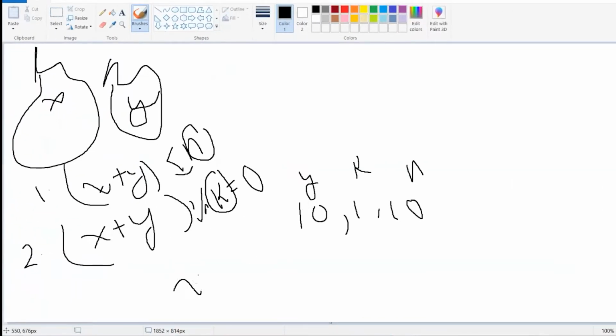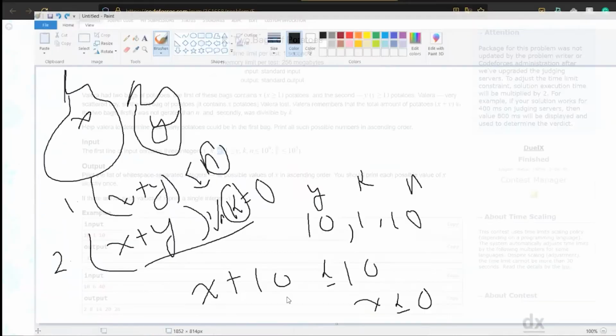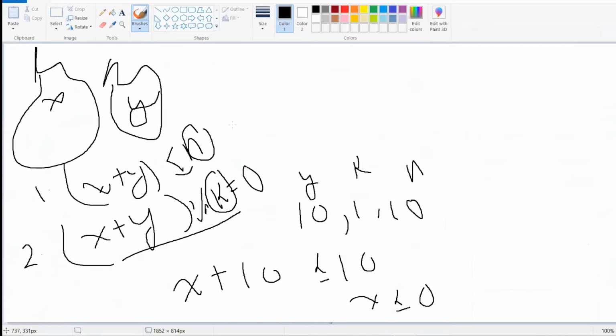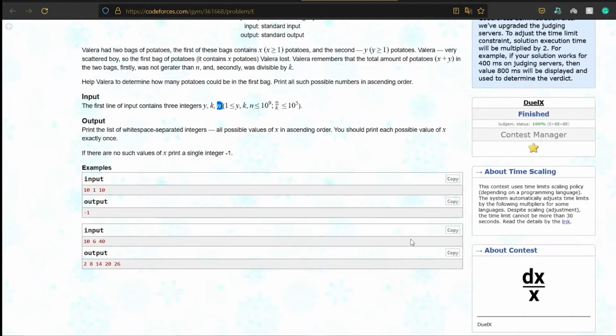We don't know X, but Y is 10, and X plus Y must be lesser than or equal to N. So X must be lesser than or equal to 10 minus 10, which is 0. But that is clearly not possible, right? K is 1, as you can see. So the equations don't match up. Now we know how the equation works and how the input format gives us the input.